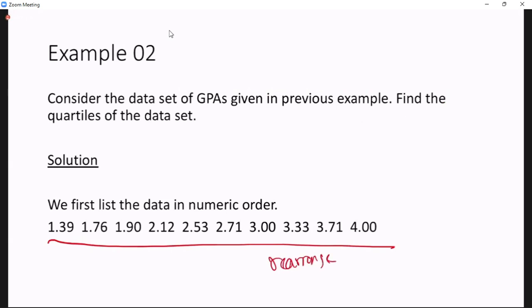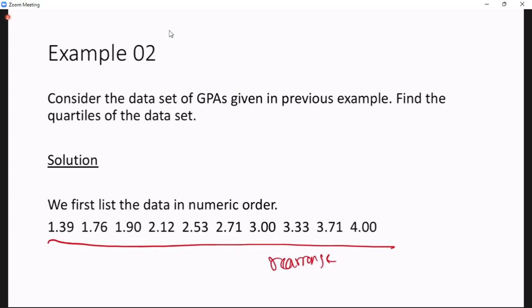Rearrange the data in ascending or descending order. If you want to find the median value, you have to rearrange the data. If you want to find the minimum and maximum value, you want to rearrange the data. If you want to find quartile values, you want to rearrange the data. If you want to find the percentile values, again you need to rearrange the data in ascending or descending order. Then only you can easily pick those measures.